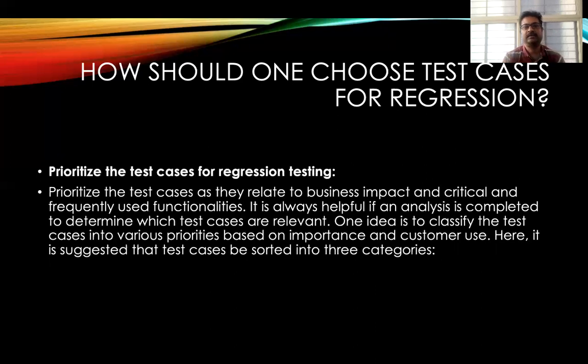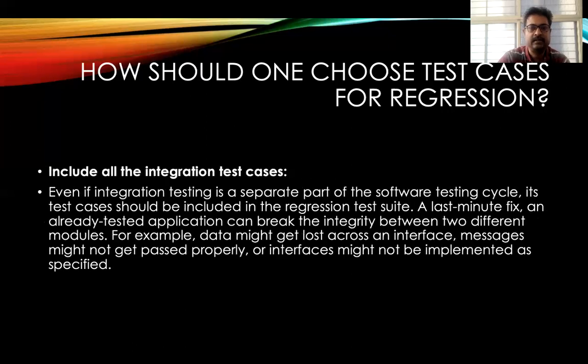Then you prioritize the test cases. Maybe you have 5,000 test cases, but pick up all the test cases which are priority 1, priority 2, right? Low priority test cases you are not going to run, but high priority test cases you pick up, all the high priority test cases. Okay, so those are the main things.